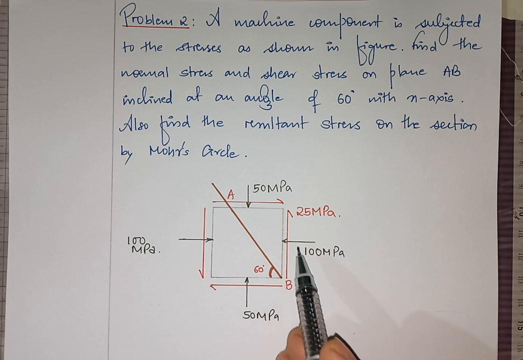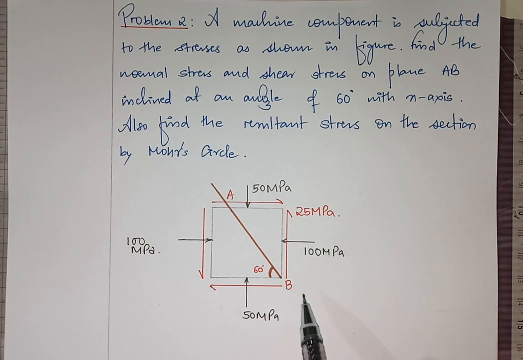Now you may think x-axis is here, how am I calling this as x-axis? So any two lines which are parallel, their angles will also be similar because they become corresponding angles in that case. So this face is parallel to x-axis, so this angle is 60 degree. Now I have been asked to find out the normal stress and shear stress on plane AB, that is on the oblique plane. And next I have been asked to find out the resultant stress on the section AB. So let us start with today's problem.